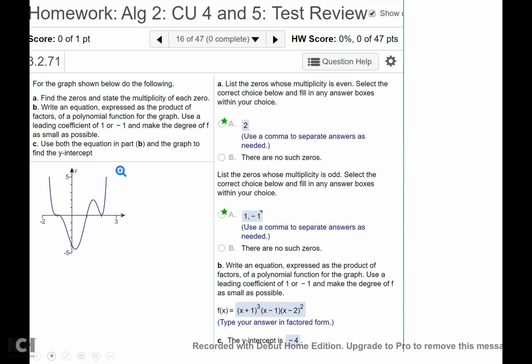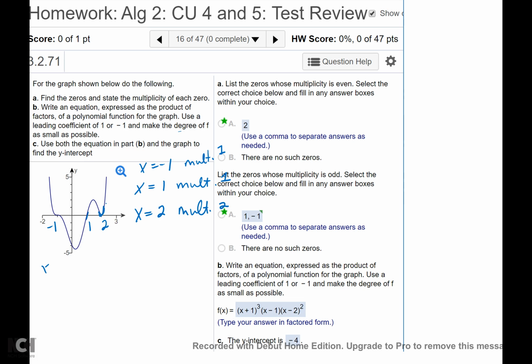Alright, so we know that it crosses at negative 1, at 1, and at 2. So I know that x equals negative 1, and since it crosses through and I want to keep the degree as small as possible, it's got the smallest odd multiplicity, which is 1. This also tells me that x equals 1 has an odd multiplicity because it passes through, and since I want to keep the degree as small as possible, the smallest odd number is 1. Now at 2, that's got to have an even multiplicity. The smallest even number is 2, and the reason I know it has an even multiplicity is because it touches and turns.